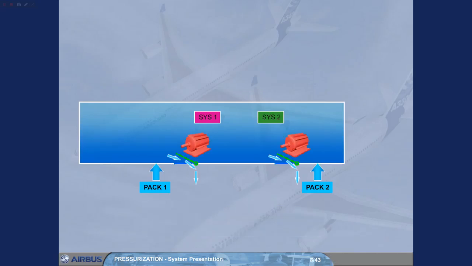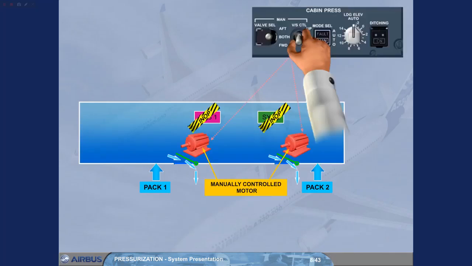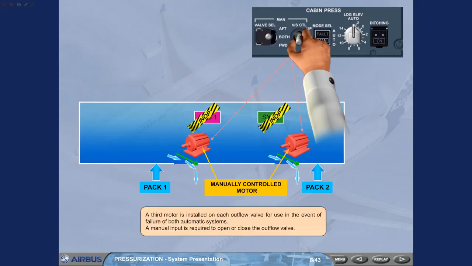A third motor is installed on each outflow valve for use in the event of failure of both automatic systems. A manual input is required to open or close the outflow valve.